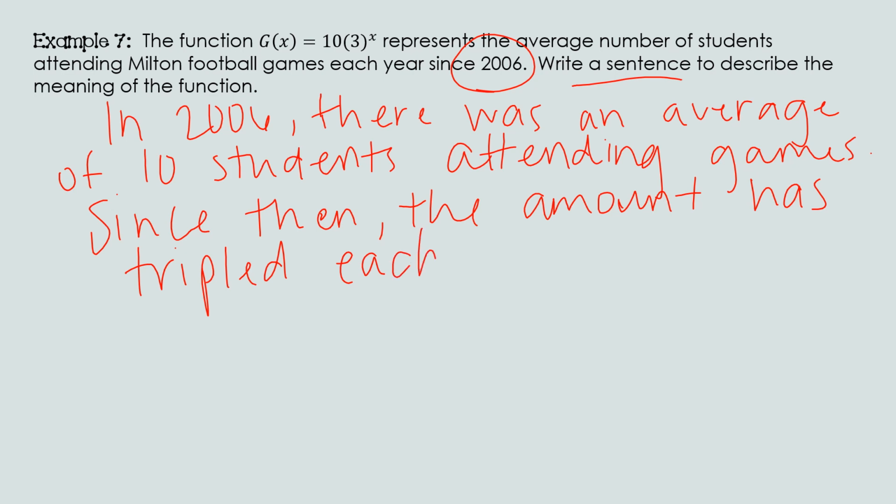So important things is that you understand that the 3 means that it's tripling and you can put that into words, and that you understand that the 10 is the starting value for the number of students attending the games.